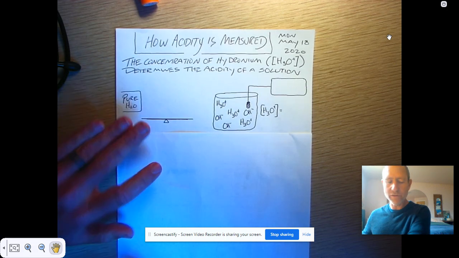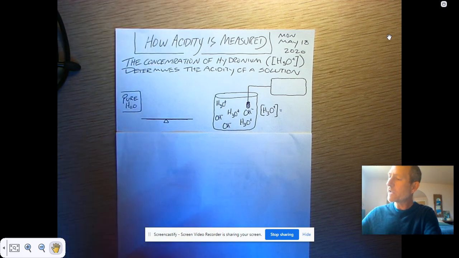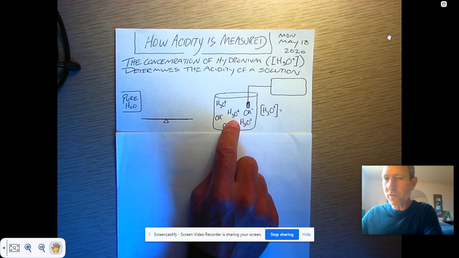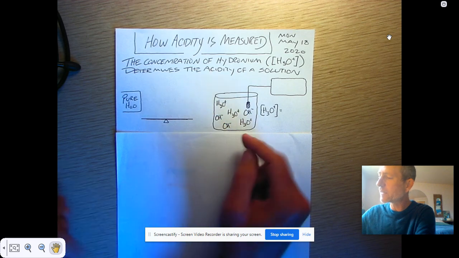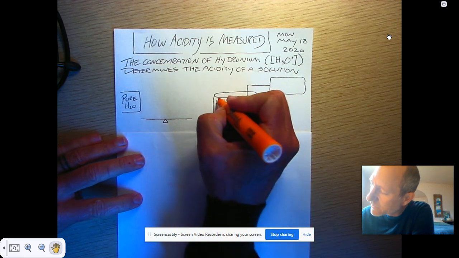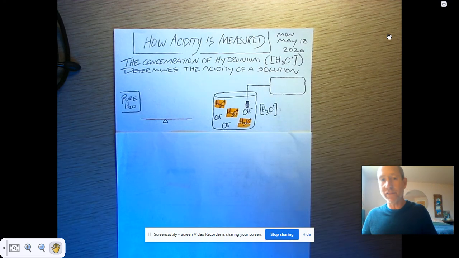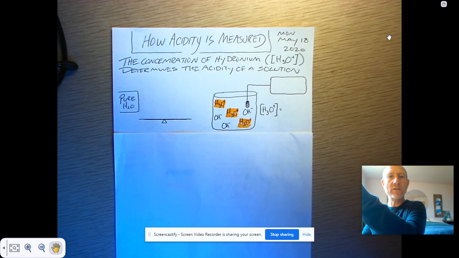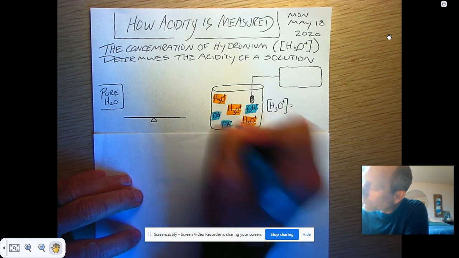Okay, so we're going to look at 3 different solutions. The first solution we're going to look at is pure water. I didn't model water molecules in here because there's so many of them that we wouldn't be able to see what we're looking at here. What we're looking at here is hydronium ions and hydroxide ions. I'll use red or the orange to keep track of hydronium ions. If we count how many hydronium ions we have in here, it looks like we're modeling 3. And if we count how many hydroxide ions we have in here, it looks like we have 3.